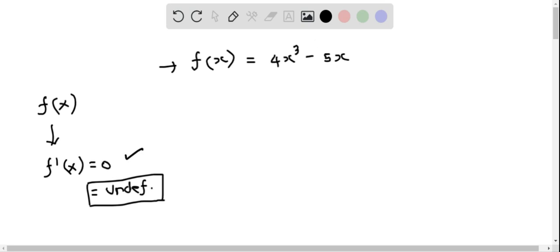So let's begin by finding the derivative of this function. I'm going to find the derivative of f of x. The derivative of f of x, we write down as f prime of x. And here I can find the derivative of each of the terms. First, I find the derivative of 4x cubed, and then I find the derivative of 5x. To find the derivative of 4x cubed, I have to use the power rule.